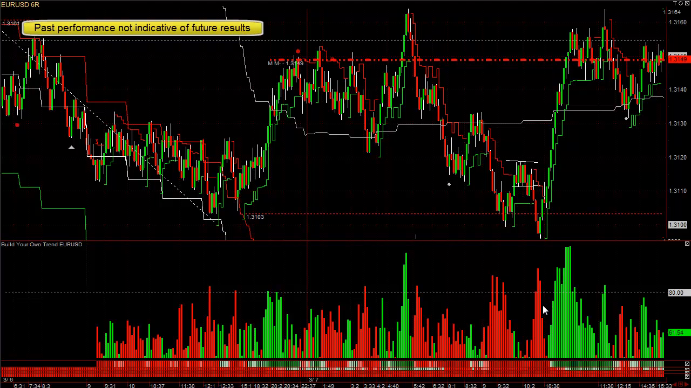So it also very likely was a news economic release at that point to cause it to move up so much. You should always be aware of when those are. Go to Forex Factory or use our study called FX News.